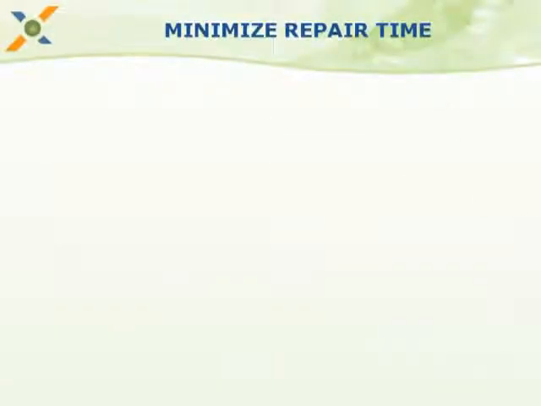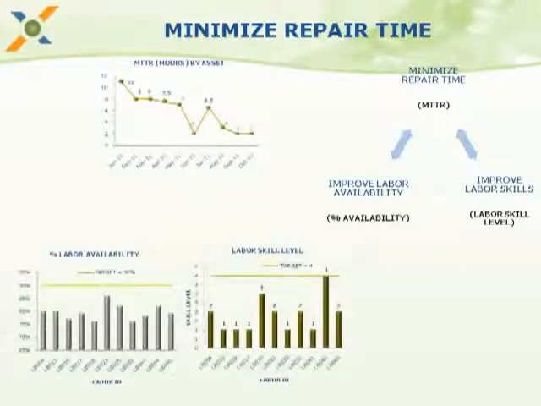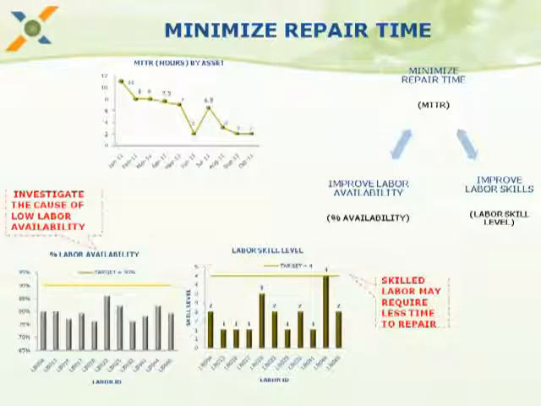Another example will be minimize repair time. Just to build the same story, if I want to minimize repair time, I can improve labor availability and labor skills. So I can actually add these KPIs and monitor them. Some of these things can be done in Crystal, BIRT, Actuate, or any other tool that you might have.